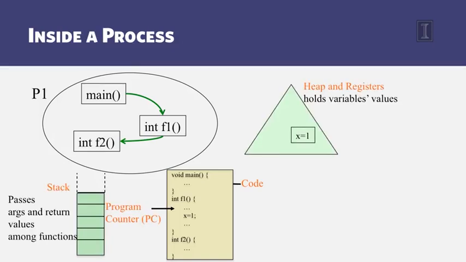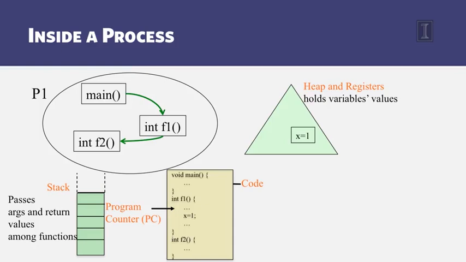First of all, there is a program counter, which is an index into the code which says where the program is right now. What is the exact line number within the code where the program is executing right now. Next, you have a stack, which is used by the functions to pass arguments and return values.